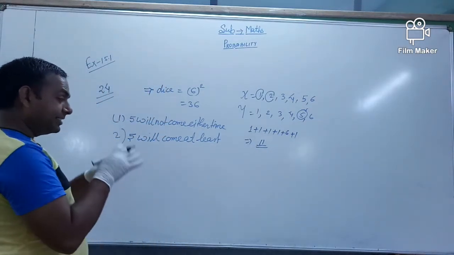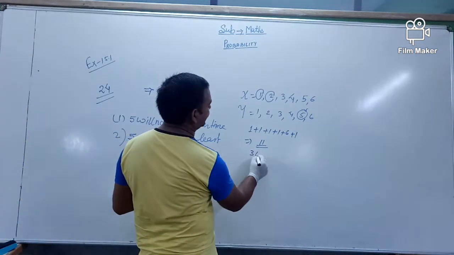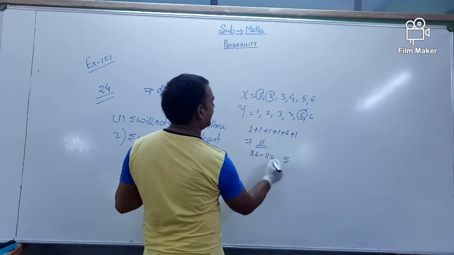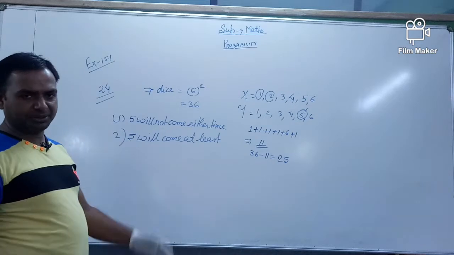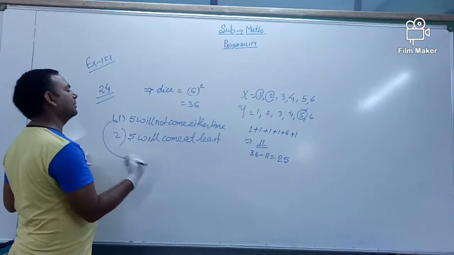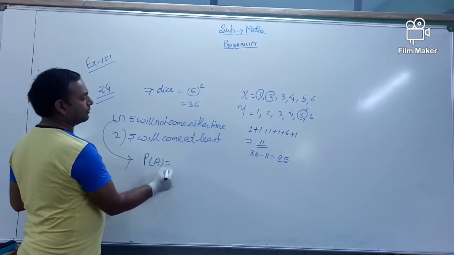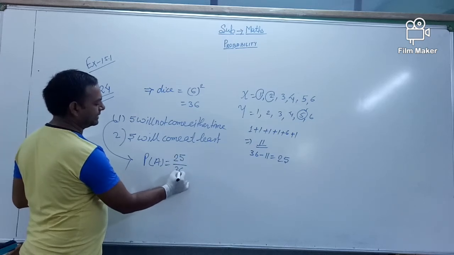So the rest of the conditions where 5 will not come is equal to 36 minus 11, that is equal to 25. 25 conditions where 5 will not come. So the first condition, 5 will not come either time, the probability of A is equal to 25 upon 36.